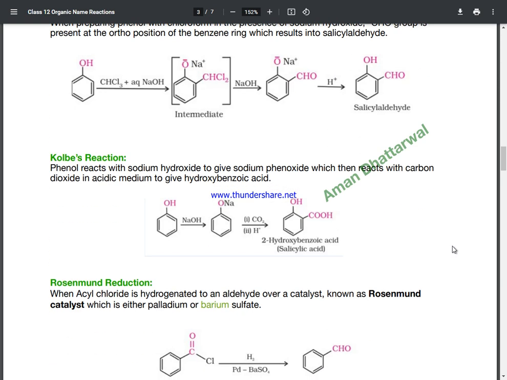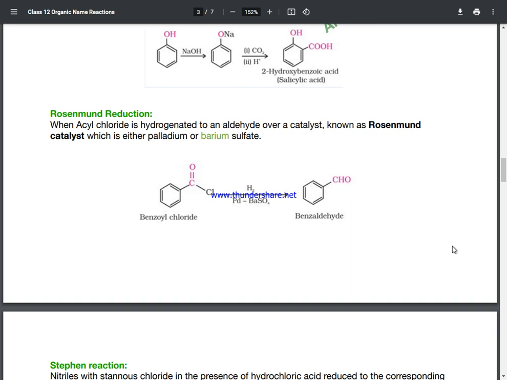Kolbe's reaction. Phenol reacts with sodium hydroxide to give sodium phenoxide, which when reacted with carbon dioxide in acidic medium gives hydroxybenzoic acid. Rosenmund reaction. Acyl chloride is hydrogenated to an aldehyde over a catalyst known as Rosenmund catalyst, which is palladium on barium sulfate.